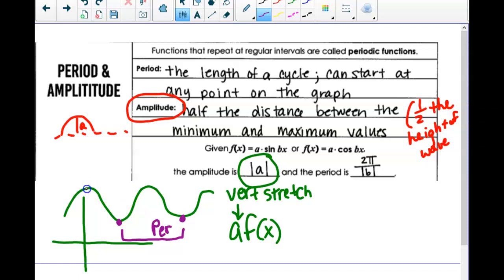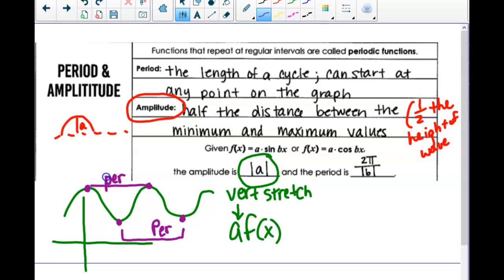But I could also maybe start at the maximum and measure to the next maximum, and that would be a period. You can start anywhere, okay? It means I started here, I did one full cycle, and I'm back here. How long did that take me?